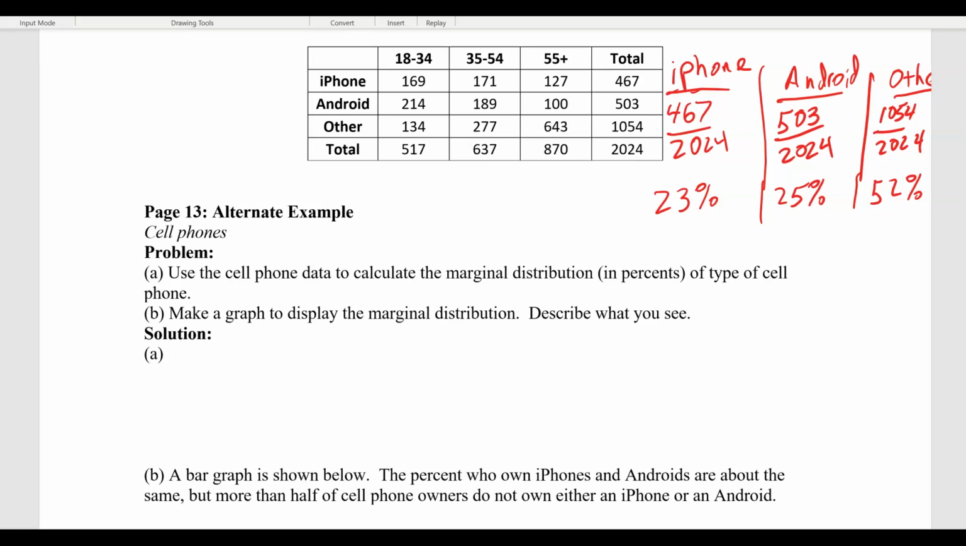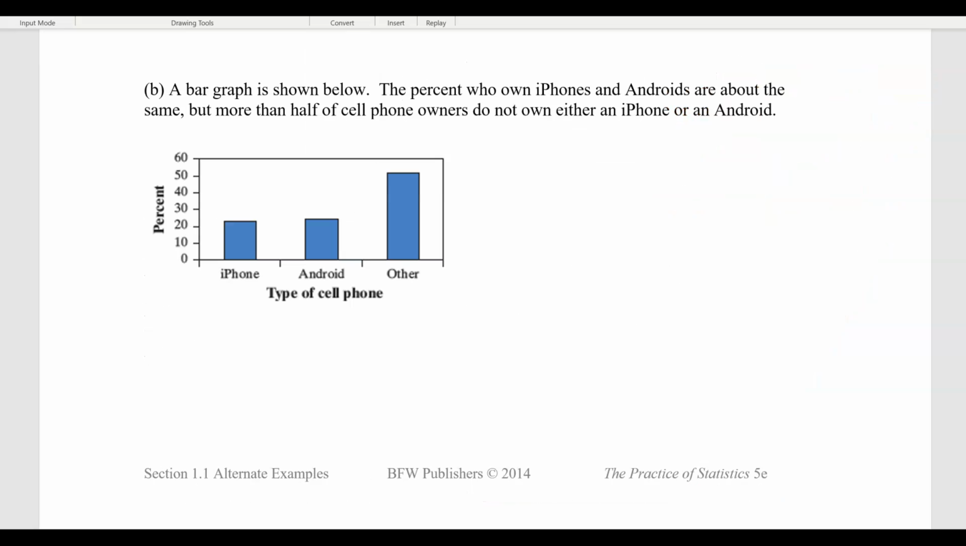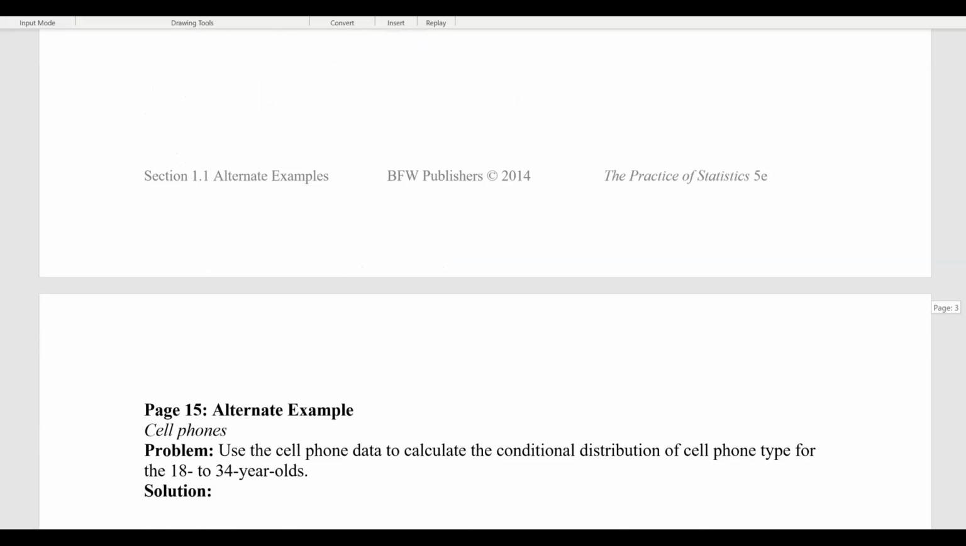Okay, so right away I have a much more helpful breakdown here to see 23% versus 25% versus 52%. That's my marginal distribution, okay? So what does it show? The percent who own iPhones and Androids are about the same, but more than half own something other than one of those two. That's the most eye-catching summary that we can pull from that. So if we take that same data and we put it into a bar graph, you can see that's what we have here in the bar graph that I left on there. This is our 52%, and we can see the major and minor differences in comparing that data.